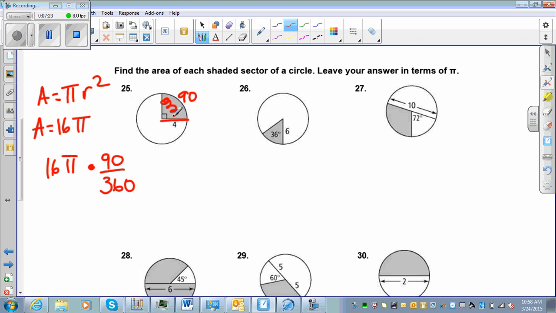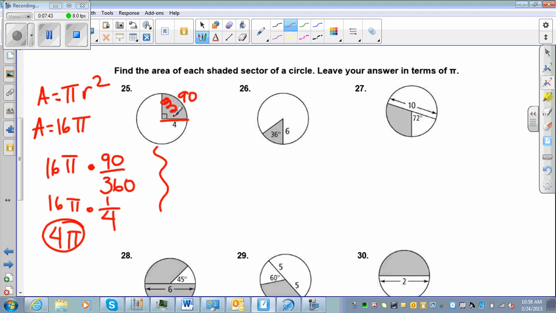The same thing as on the first page, where you did the circumference times the ratio of the angle. And when you multiply, this is 16 pi, this is 1/4, right? 16 divided by 4, so it ended up being 4 pi. That's one way of doing it.